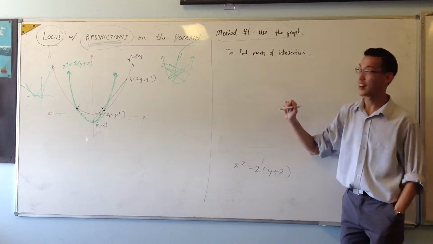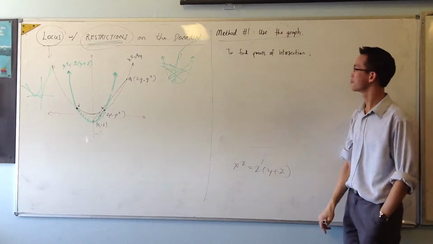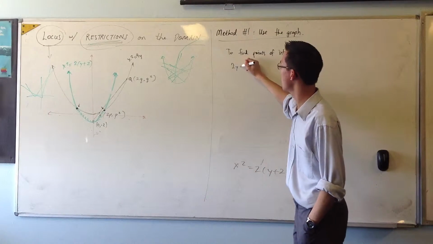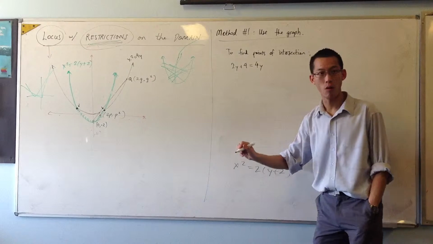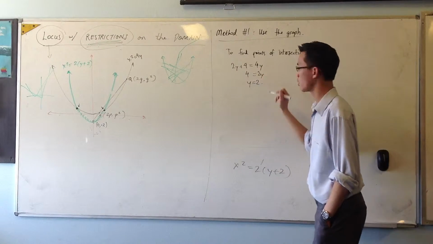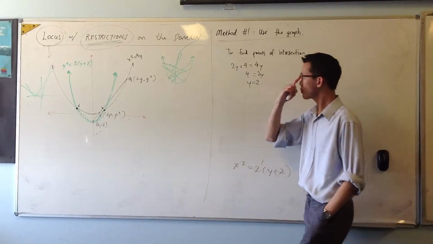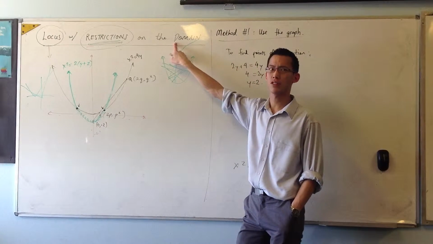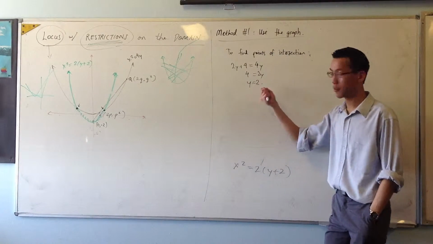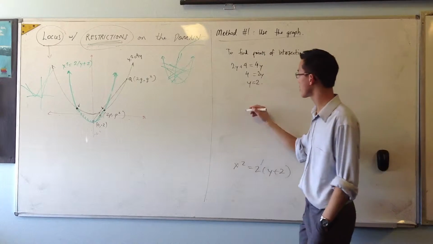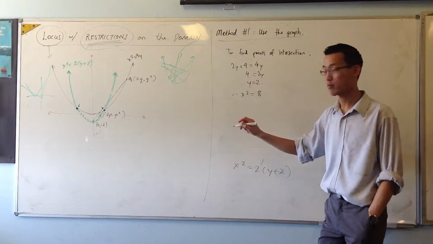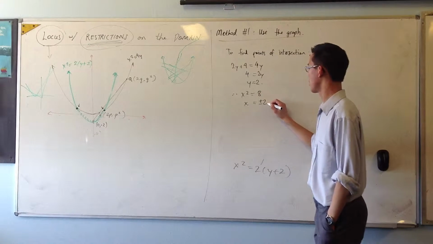I'm using the graph. Okay, I'll show you method 2 in a second. To find points of intersection, I'm going to solve simultaneously. So I've got 2y plus 4 equals 4y. This looks like it'll be nice and easy. 4 equals 2y, y equals 2. Usually though, it's restrictions on the domain, not restrictions on the range, even though in this case both would work. So to get from here to my x values, I would say, therefore, x squared equals 8. So x equals plus or minus 2 root 2.